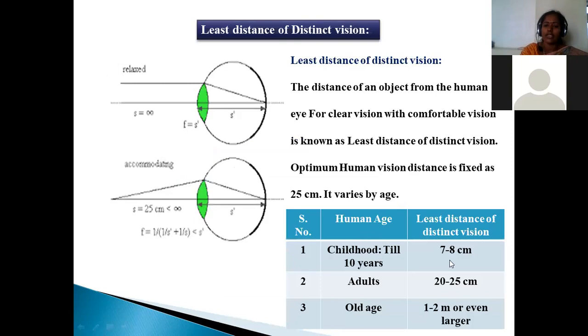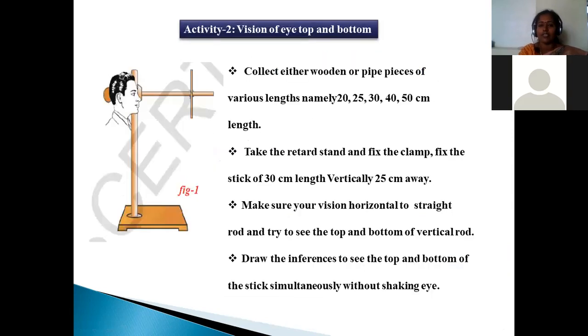It purely depends upon age. Till 10 years, 7 to 8 centimeters is the least distance for distinct vision. For adults, it will be 20 to 25 centimeters. In case of old age people, 1 to 2 meters or even a larger distance is possible, because the muscles are not in a position to move very easily. That's the reason why vision impairment is most common among aged people.